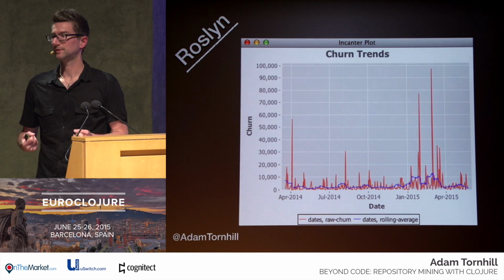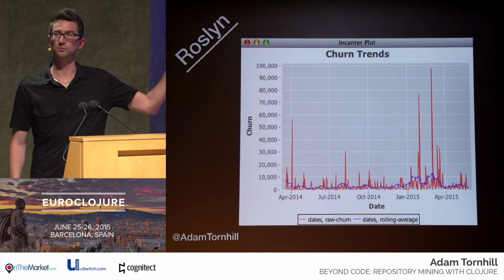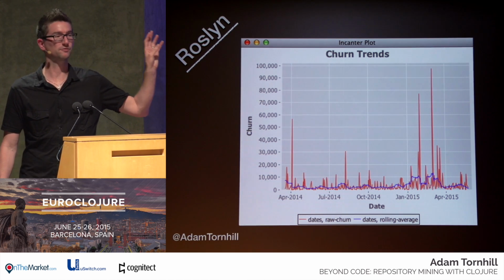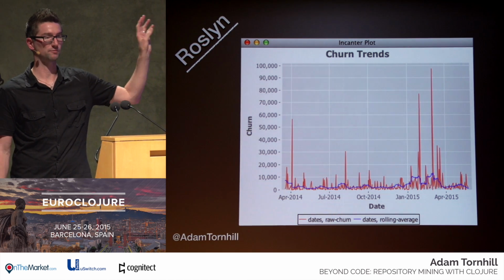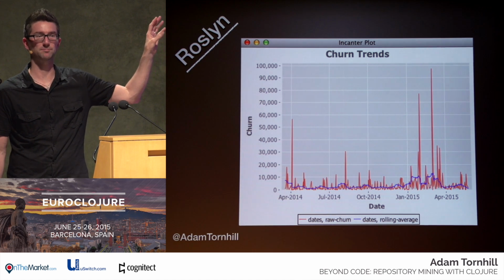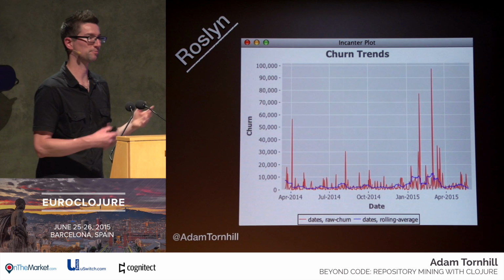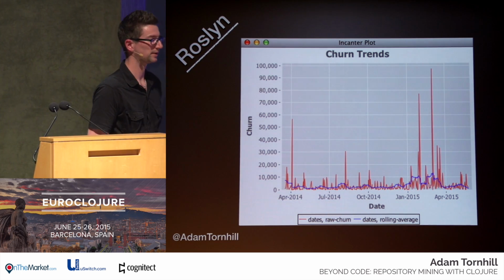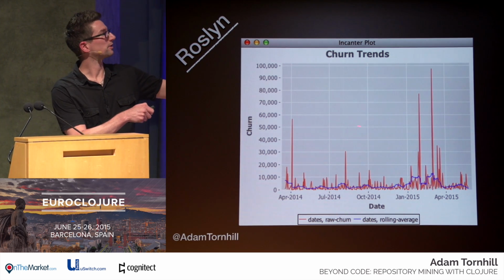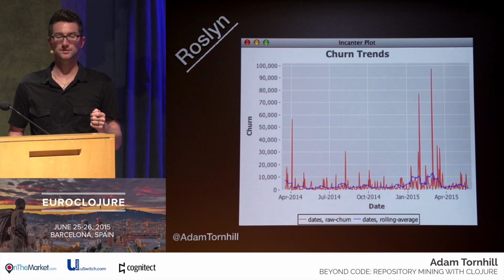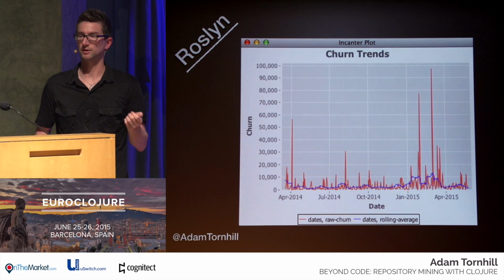Now, this is a different data set than the one I showed you earlier. This is from Microsoft's Roslyn project. And Roslyn is like Microsoft's open source flagship product. It's a compiler platform for .NET. And this code churn was calculated just as Roslyn hit its first release.